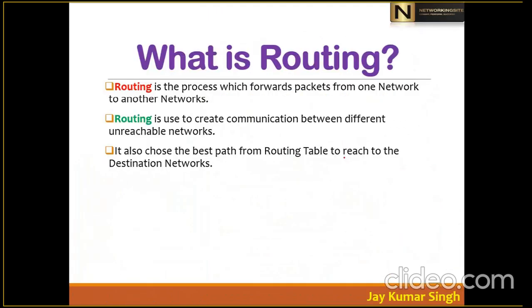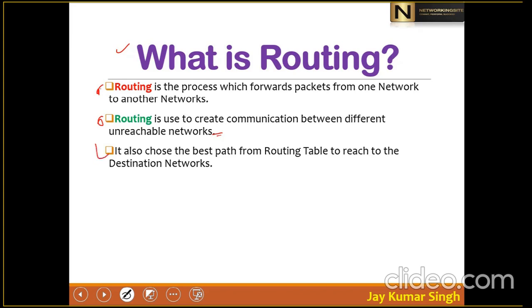Now, just like we have completed static and default, in that also we came to know what routing is. Routing is a process of forwarding the packet from one network to another network. Routing is used to create communication between different unreachable networks also. Means when you have two different unreachable networks and you want to create communication, communication will be done only when you have configured routing.